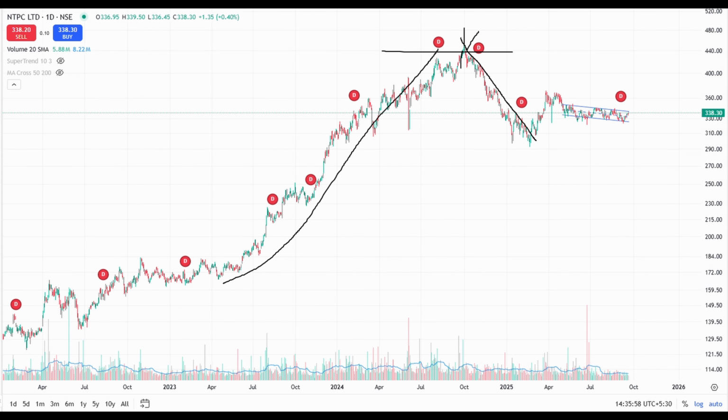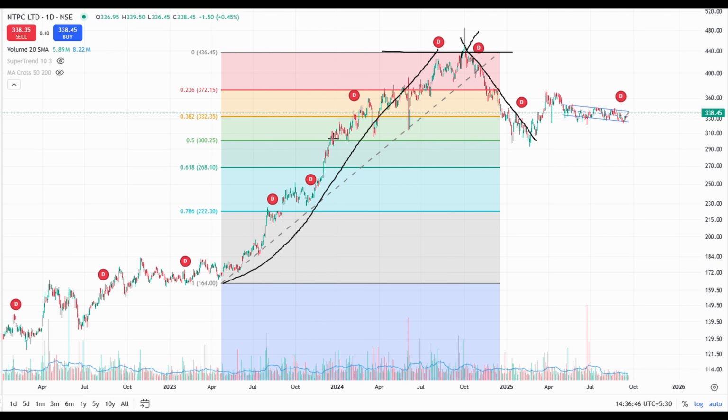Let me mark the Fibonacci retracement. As the Fibonacci retracement says, NTPC equity took support at the 50% Fibonacci level. You can see this 0.5. And price has taken support exactly here. After it took support, it gave a slight bounce back, and now it is hovering within a downward channel on the daily chart.